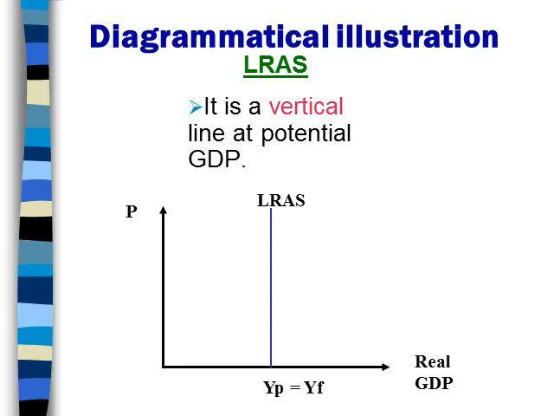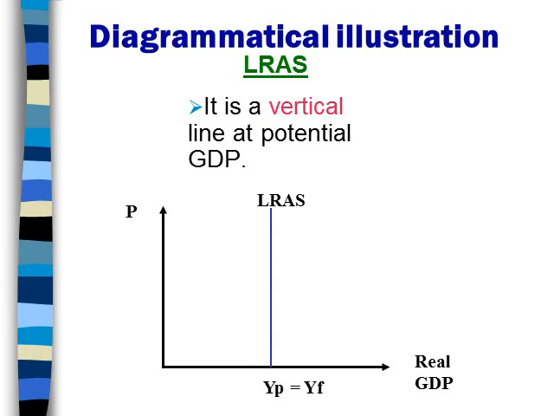Now your LRAS is a vertical line that measures your potential. Your potential is given by how much resources your economy has. This real GDP is measured in dollars and cents, a particular currency of the country. So given how much resources or factors of production you have, your potential to produce goods and services in terms of value is here.